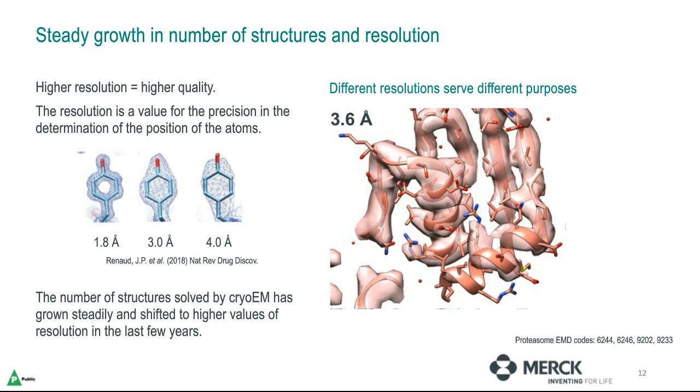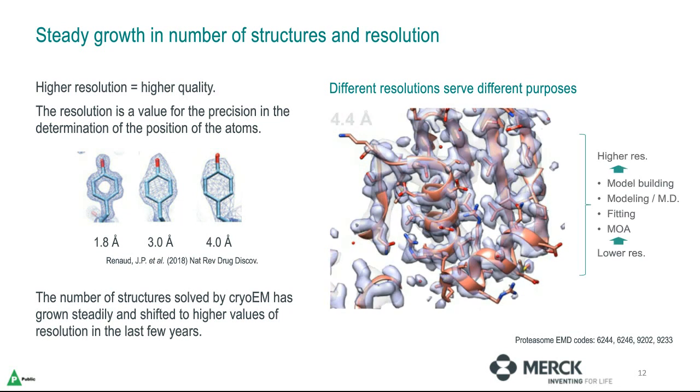Depending on the resolution that you have, you can use the map for different things: from building the model ab initio at the highest resolution and being able to see all the atom interactions between the compound and the protein in the binding pocket, to using modeling, molecular dynamics, fitting, or understanding the mechanism of action of the protein at lower resolution levels.